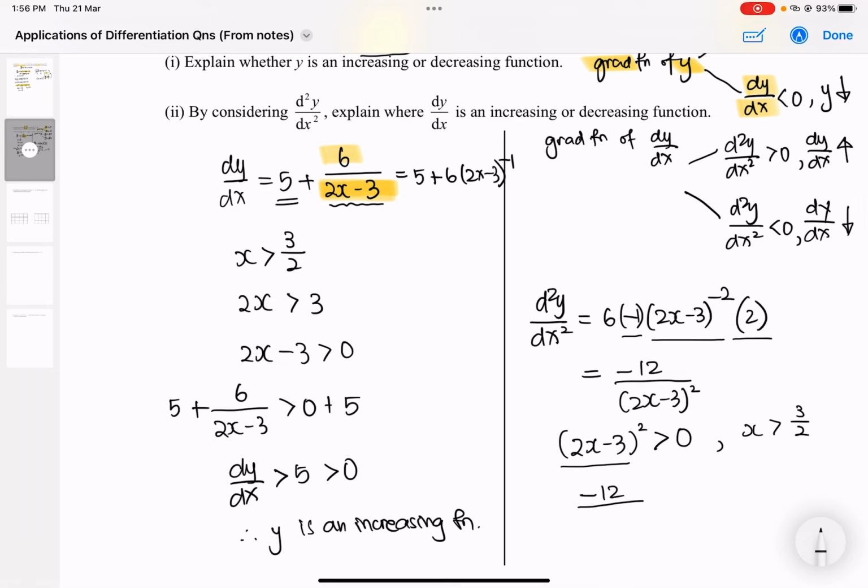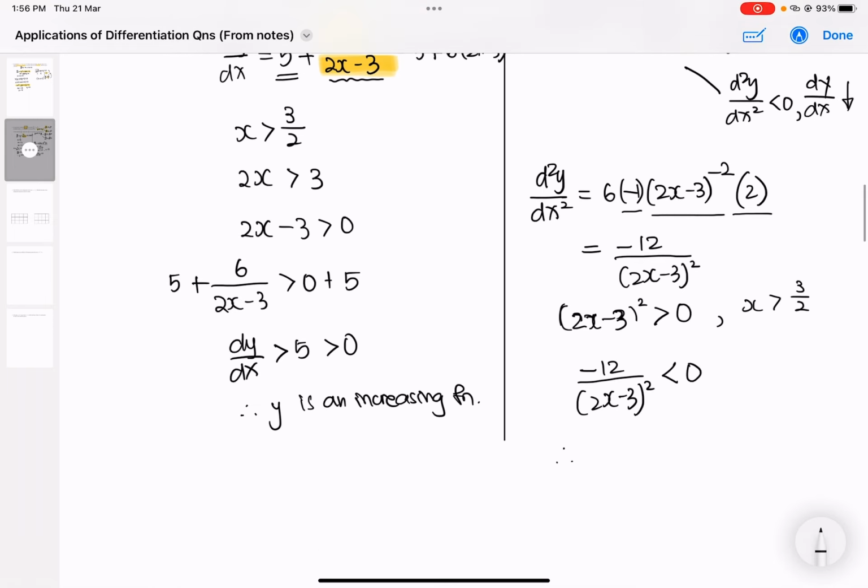Next, if I take a negative number and I divide by a positive number, which is the (2x minus 3) squared, this will give me a negative value. Therefore, the second derivative is negative. This tells us that dy dx is a decreasing function.